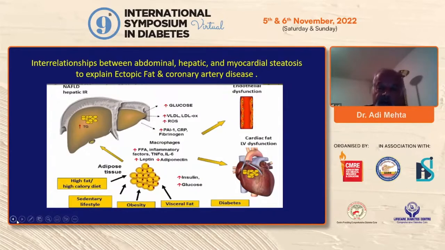You get hepatic steatosis. Similarly, you get free fatty acids going into the heart. There, they're going to be collecting in epicardial tissue. When epicardial tissue cannot accommodate that, they now start going into myocytes, causing intracellular steatosis, and that's the cardiac steatosis that you see. And then the inflammatory responses you'll be talking about start to affect the coronary arteries.